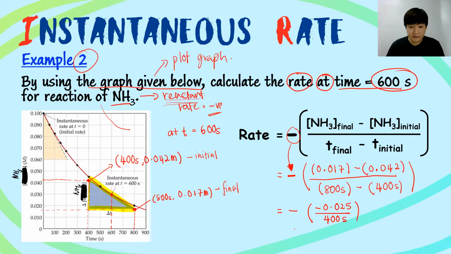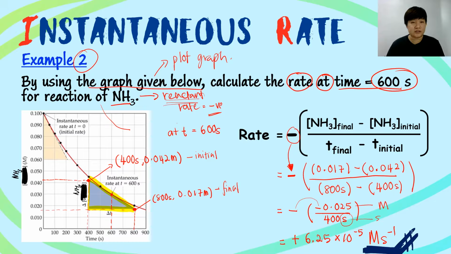Okay? Press the calculator and you realize that the negative and negative will cancel out. So you will have a positive rate over here where 0.025 over 400 seconds will give rise to 6.25 times 10 to the power of negative 5. And what is the unit? Concentration is in molar, time is in second. So you will have M s negative 1. And that is the unit of this question, rate at 600 seconds.